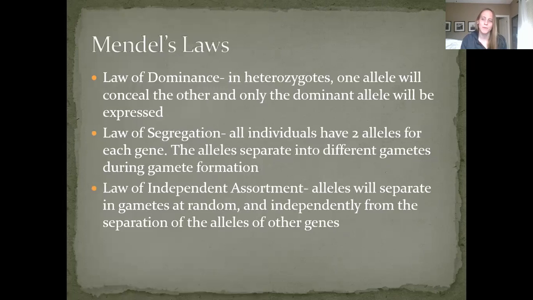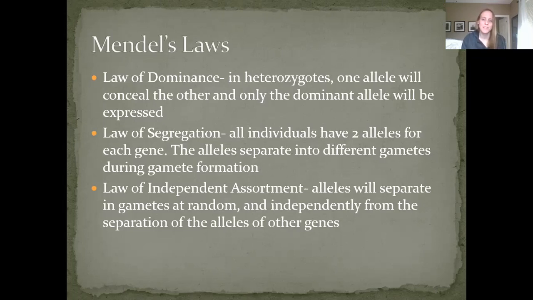Based on these studies, he came up with 3 laws. The first is the law of dominance, which says that in heterozygotes, one allele will always be dominant over the other, and the non-dominant allele will be concealed. So what that means is you always have 2 alleles for all of your traits. If you're heterozygous, you have a dominant and a recessive allele, and he is saying with the law of dominance that the dominant allele will show up, and the non-dominant or recessive allele will not show up.